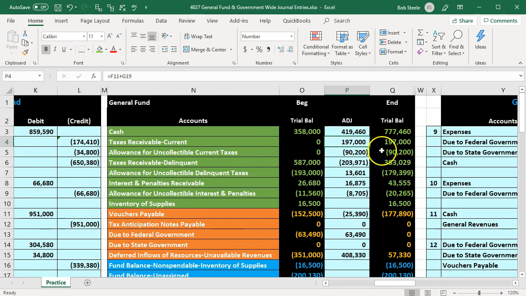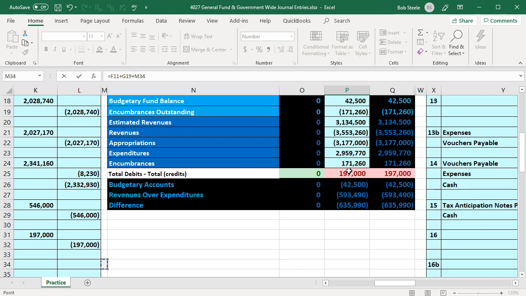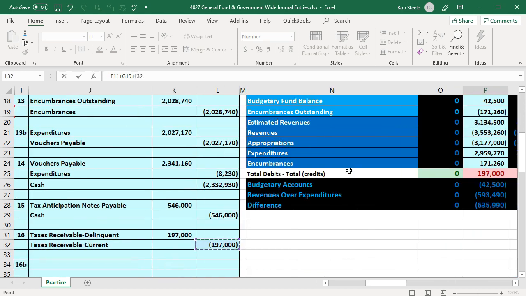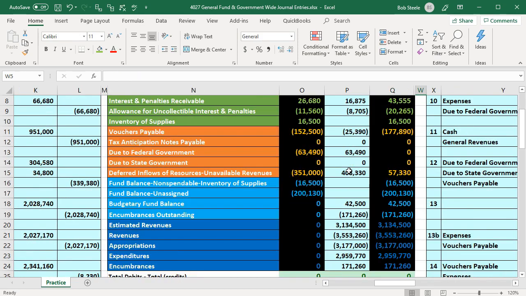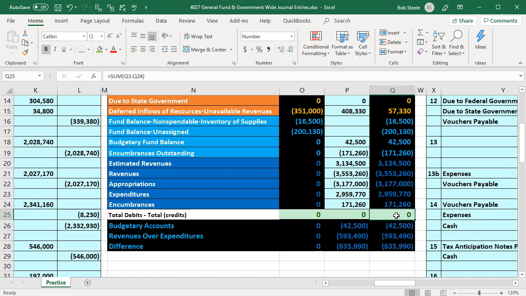That's in P4, double clicking on that, go into the end of it, plus, putting the cursor back down, crediting the current amount like so, and enter. So there we have it. That puts us back in balance.